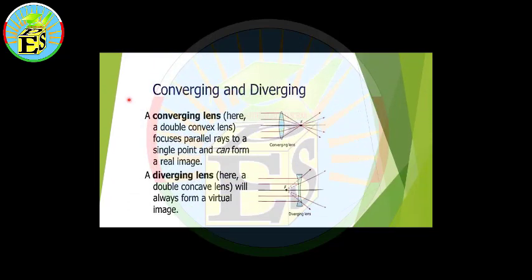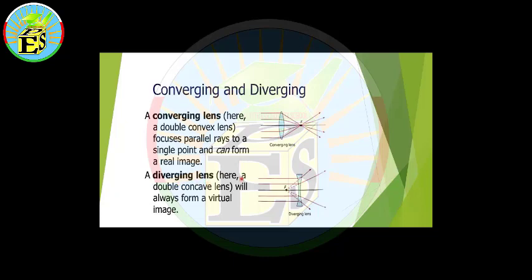Converging and diverging. A converging lens is a double convex lens. It means if we cut this lens from this point and take this part and put it up, it will construct a diverging lens. Converging has a double convex lens, focuses parallel rays to a single point and can form a real image. Incident parallel rays will be focused at a single point. This point is called the focus.